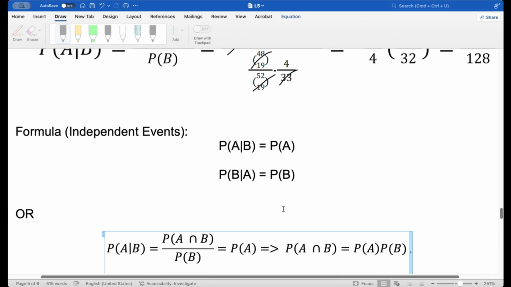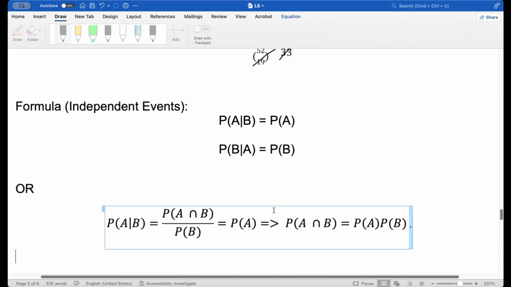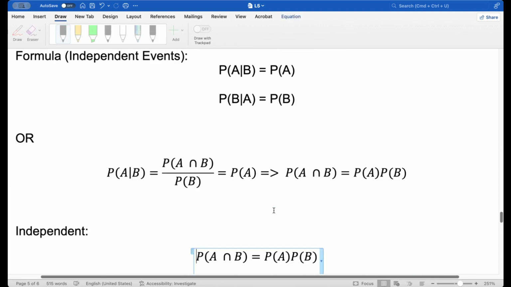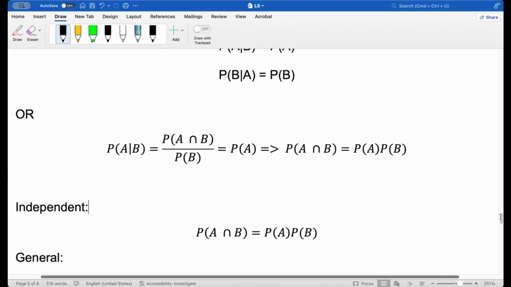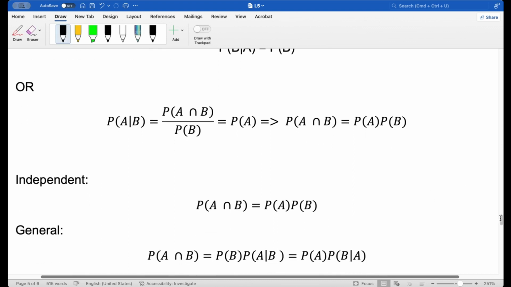So putting this into the conditional probability formula and cross multiplying, this is an equivalent form for independent events, that the probability of the intersection is equal to the product. So when events are independent, the probability of the intersection is just equal to the product of the individual probabilities. In general, if you don't have independent events, then you have to use conditional probability.